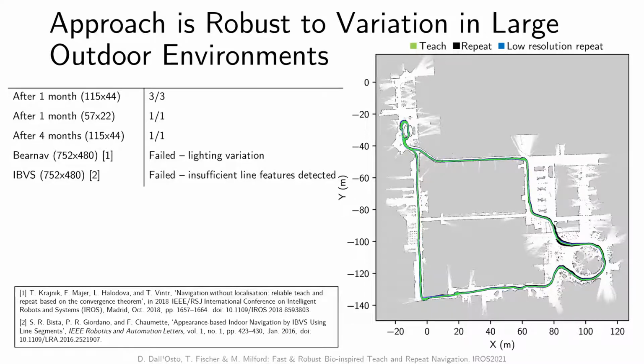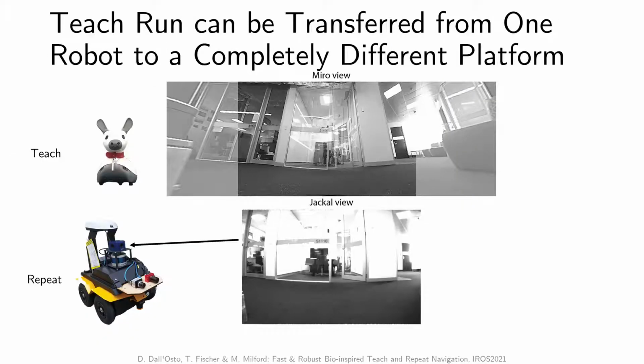In our final test, we conducted a teach run on the Miro robot in the office and repeated it with the Jackal. All parameters for the teach and repeat system were kept the same between robots. The only modification to the teach data was that the images were cropped to match the Jackal's limited field of view compared to the Miro. Despite the significantly different viewpoints and dynamics of the two platforms, the route was successfully repeated.